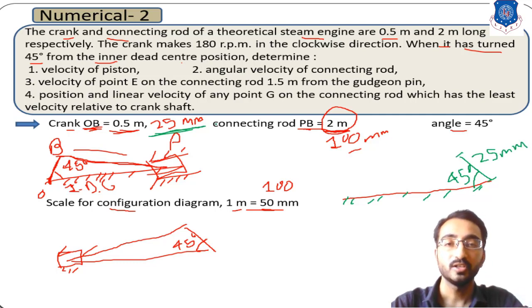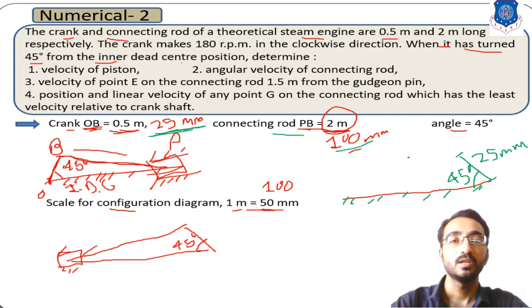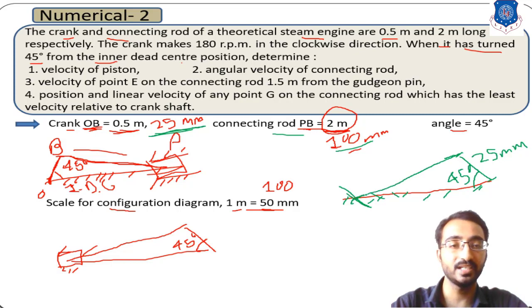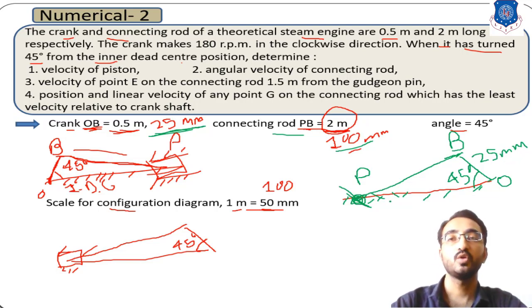Now from this point you have to sketch the connecting rod, and the connecting rod has a length of 100 mm. So you have to sketch one line of 100 mm, and this 100 mm line will intersect the line at some point. If you use a rounder over here and make an arc of 100 mm which intersects with this line, at this point, then this is your piston point P, this is your crank point B, and this one is your fixation point O. In this way you can sketch the configuration diagram for this mechanism.